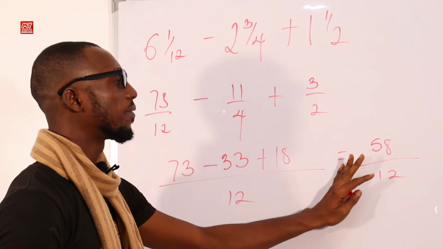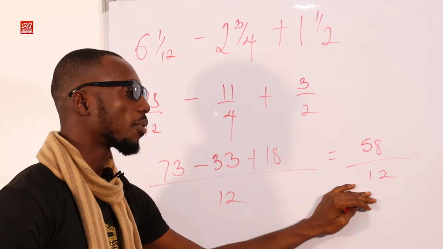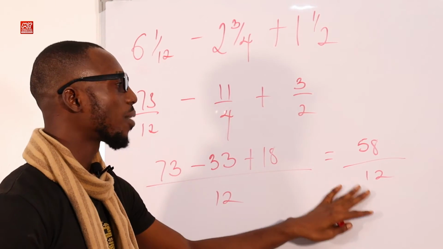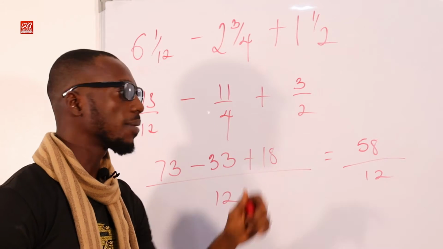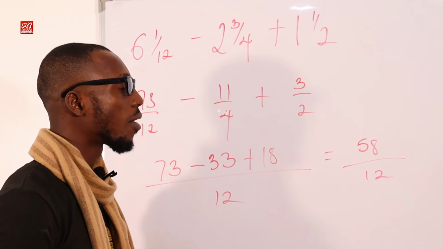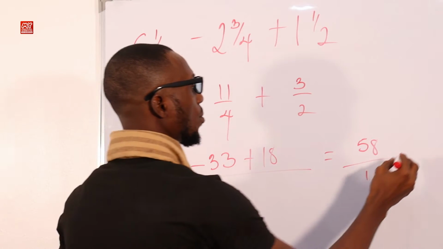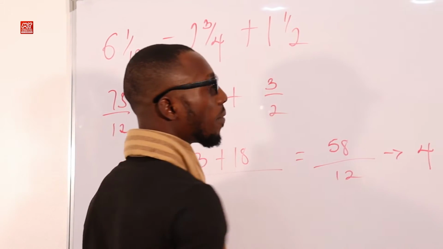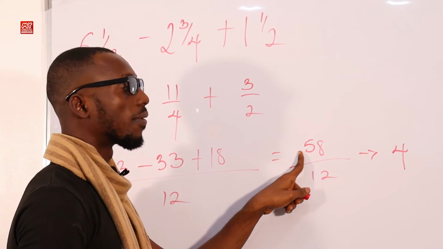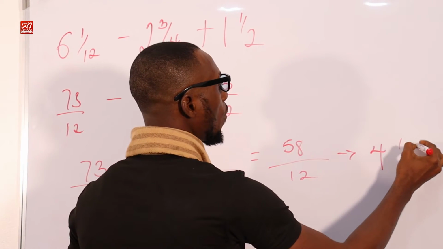Alright, so 58 divided by 12. We know that 12 times 5 gives us 60, and 12 times 4 gives us 48. So that will tell us 4 whole number, and 48 taken away from 58 remains 10 over 12.